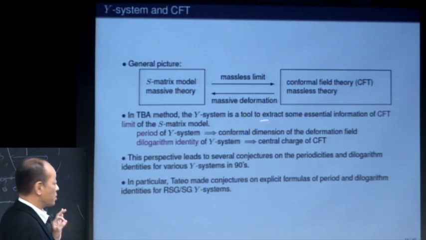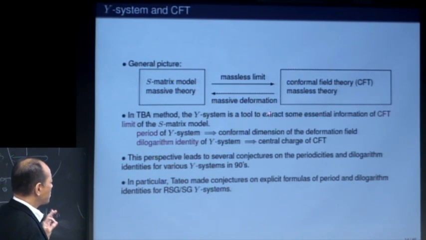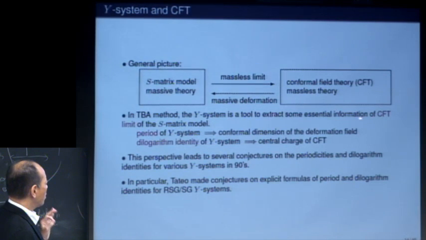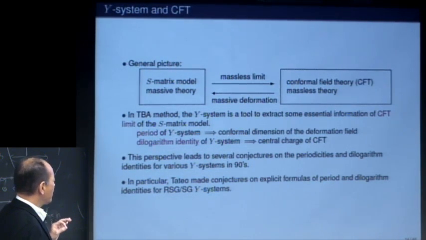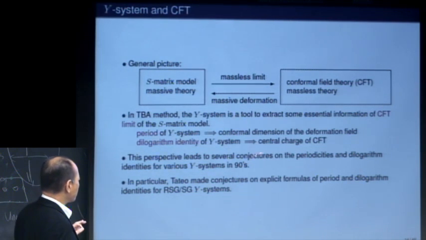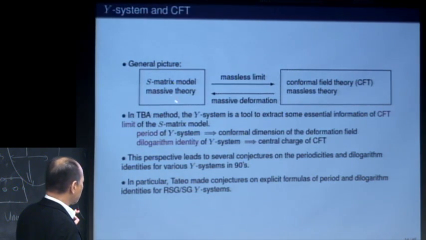What is the use of Y system? Y system is a tool to extract some essential information of the conformal field theory limit of the S matrix model. And what we expect is the following. Y system created from this in this way should have a period. And this period represents the conformal dimension of the deformation field in the conformal field theory limit.